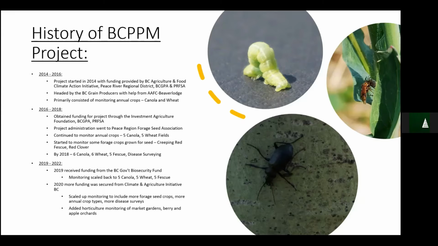Most of the project is done through one person. I usually do most of the monitoring, and with the addition of a student, it was nice. We were able to upscale a bit, and we also added some horticulture monitoring. We partnered with the Northern Cohort up here out of Fort St. John, and we're monitoring market gardens, berries and apple orchards, just to develop some baseline understanding of what insects we might be finding in those crops that we weren't already finding in the field crops we had been looking at before.